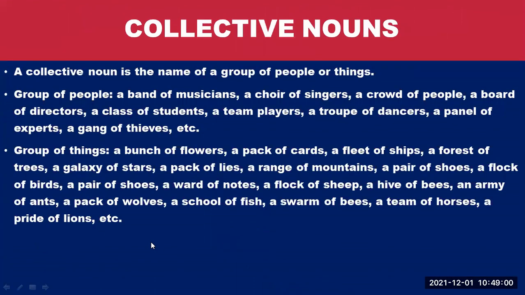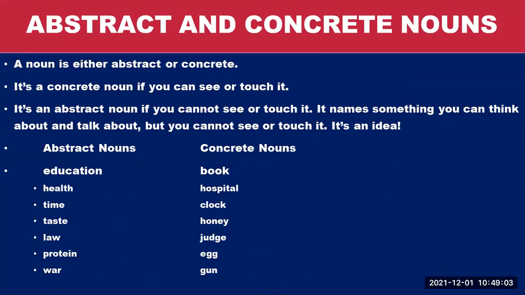So now let's look at abstract and concrete nouns. A noun is either abstract or concrete. It is a concrete noun if you can see or touch it, as I earlier mentioned. It is an abstract noun if you cannot see or touch it. It names something you can think about and talk about, but you cannot see or touch it. That is an idea. So an abstract noun is an idea, something you cannot see or touch.